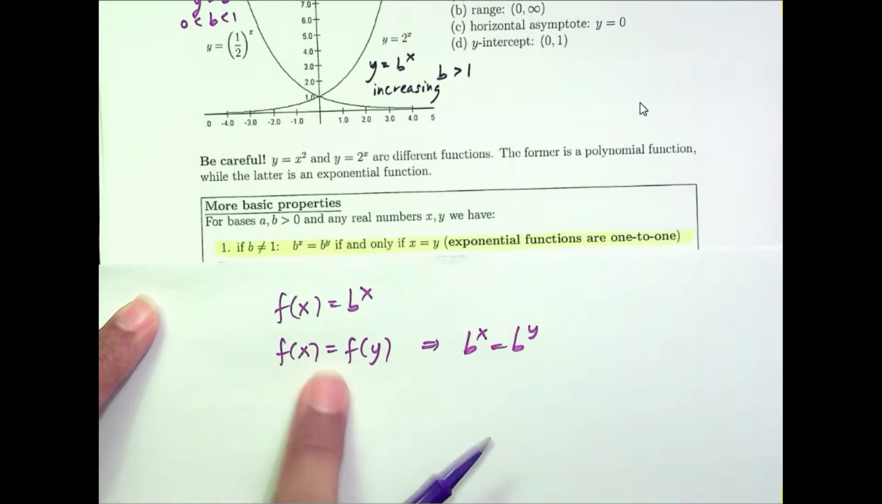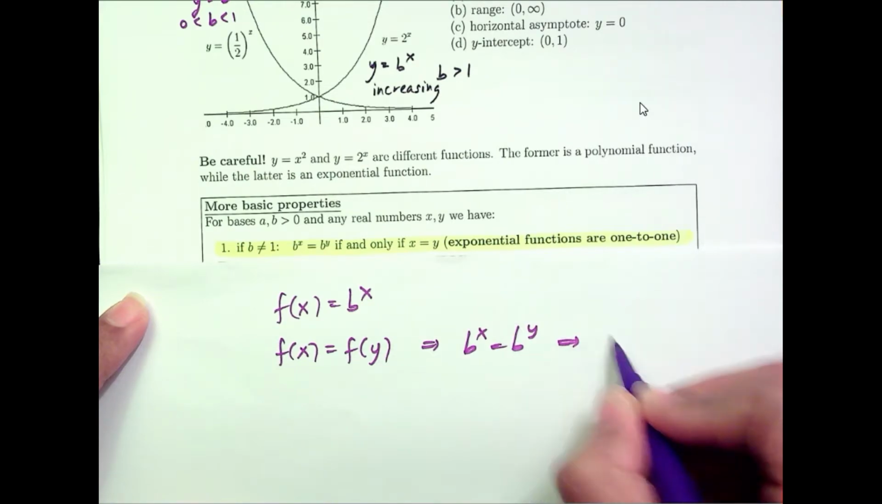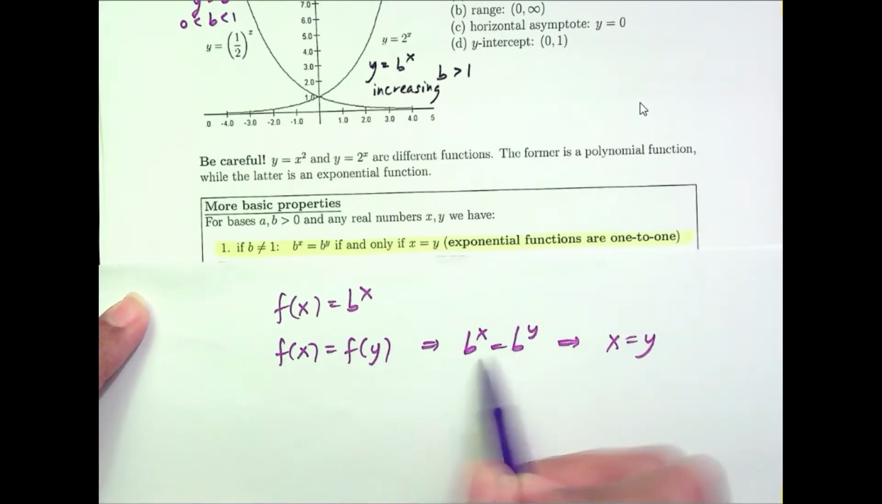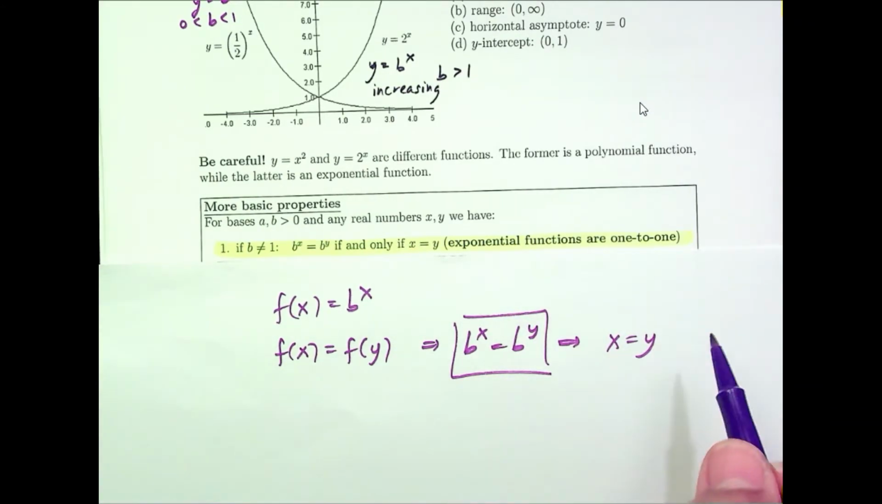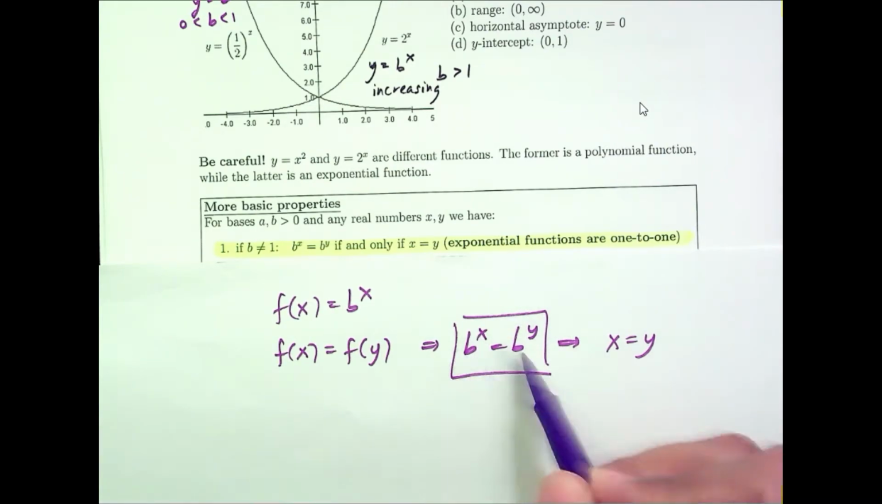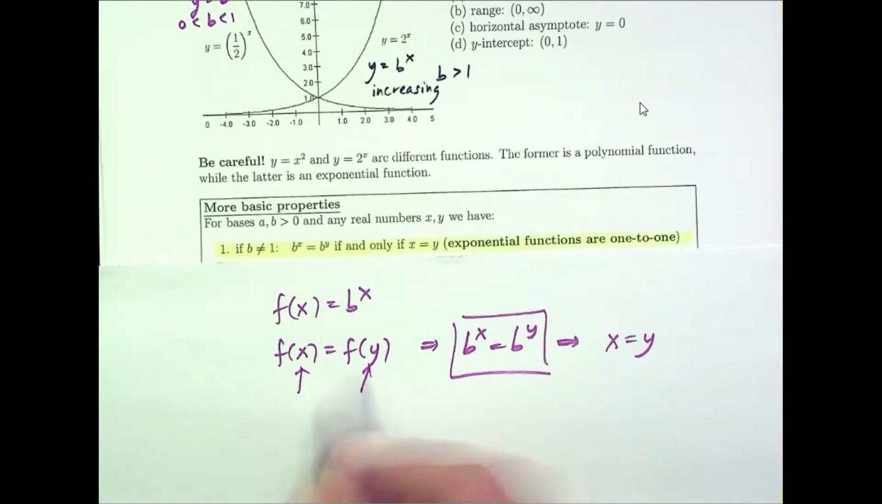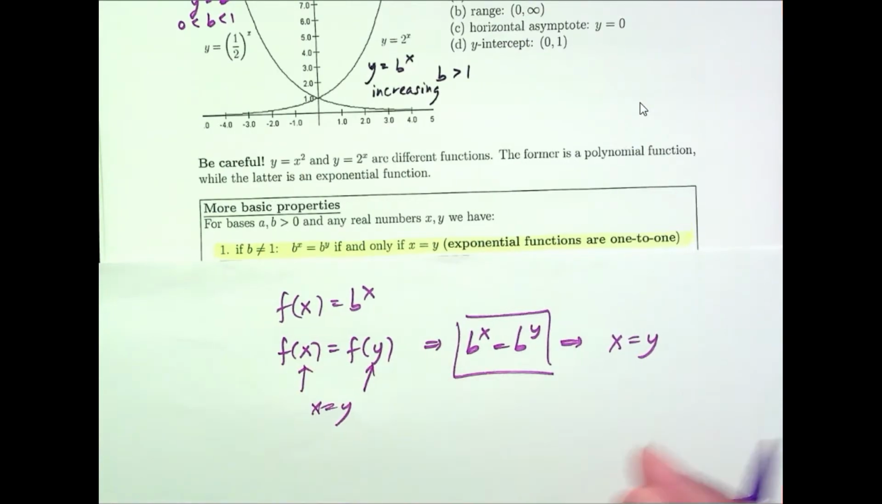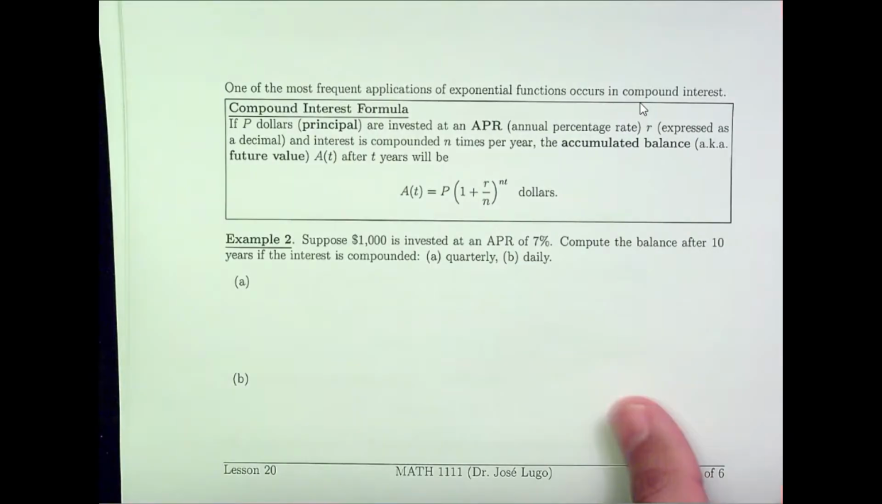If this is true, because we know the function is injective, that means that eventually this has to give me x equals y. So if these two things are equal, I can conclude that x must be equal to y, because this is one-to-one or injective. If the outputs are the same, the inputs must be the same. And now we're going to put those properties to work to solve some equations.